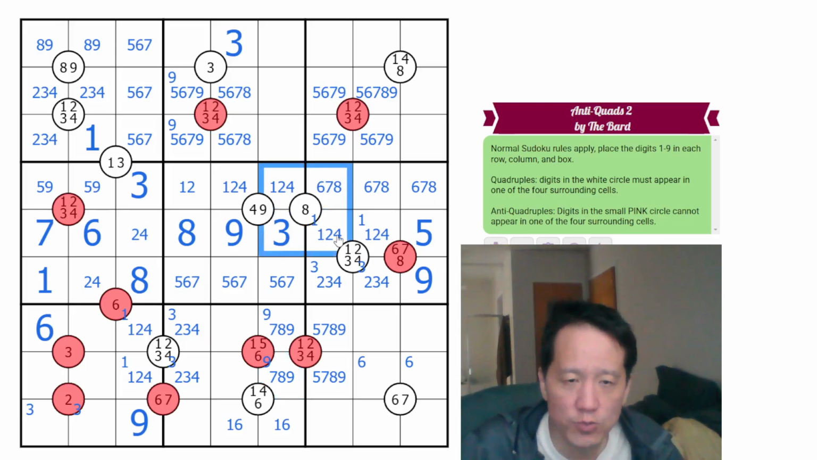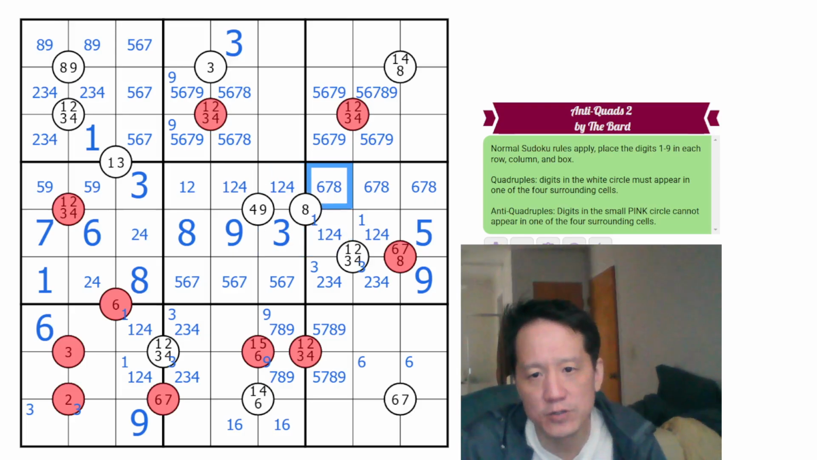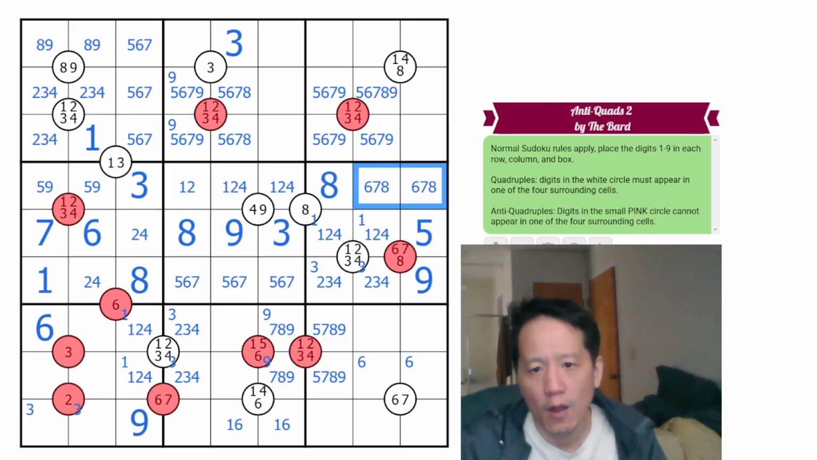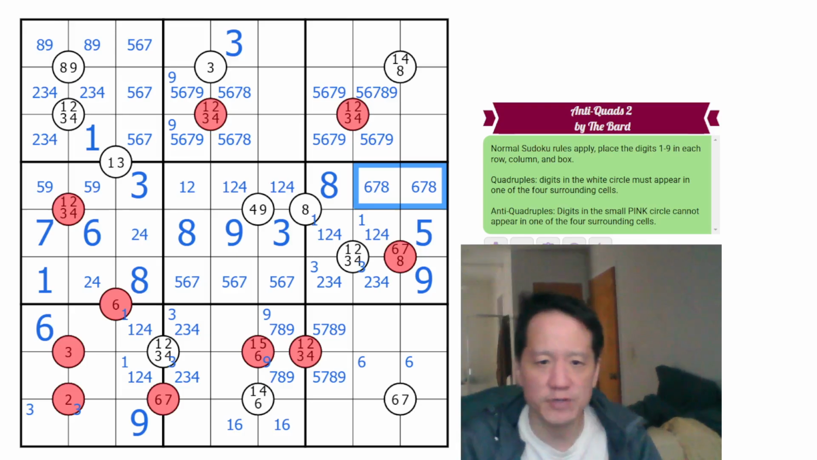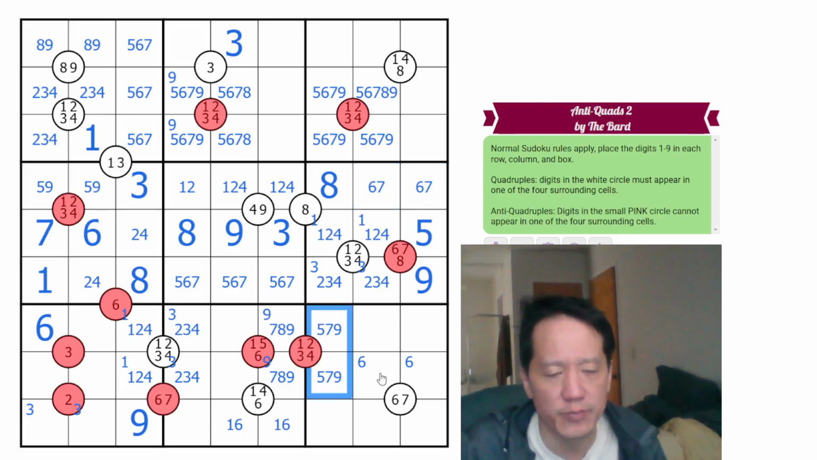Where is the 8 surrounding this quad? It has to be here. So this is an 8. These can't be 8, and these can't be 8.